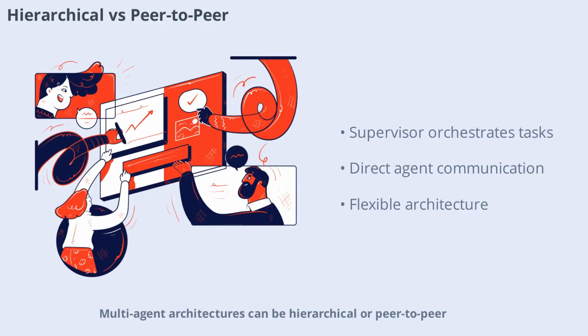Multi-agent architectures can be hierarchical or peer-to-peer. In a hierarchical setup, a supervisor agent orchestrates the process, delegating subtasks to child agents and managing their outputs. In peer-to-peer systems, agents communicate directly with each other based on predefined state transitions. For example, a coder agent might pass its output straight to a code reviewer. The choice depends on the workflow's complexity and the need for centralized control.